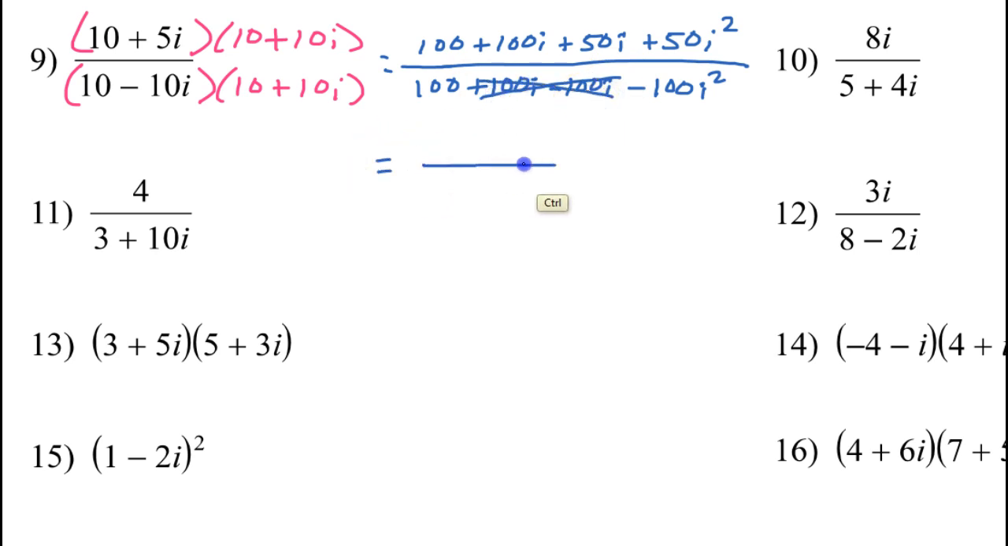So, what now? i squared is negative 1. So, 50 times negative 1 is negative 50. So, this is a negative 50 now. Negative 100 times negative 1 is positive 100.